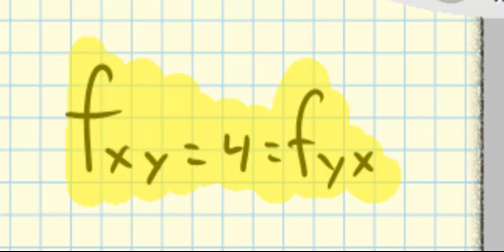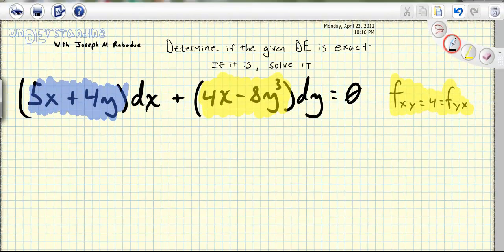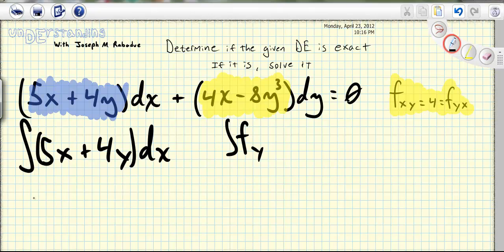So, now what's the next step? Well, we've determined that these are both parts of one equation. And we know that this one is fx, or our function with respect to x. We know that this one is our function with respect to y. So now we need to undo that and get our final solution. So what you do is just take the integral of both. Right? You're going to get 5/2 x squared plus 4xy.